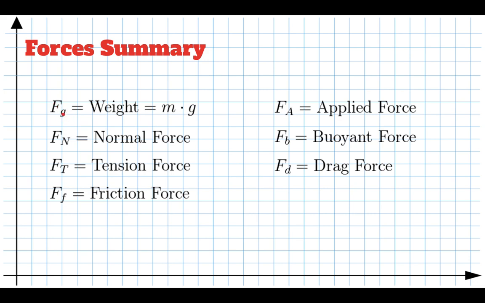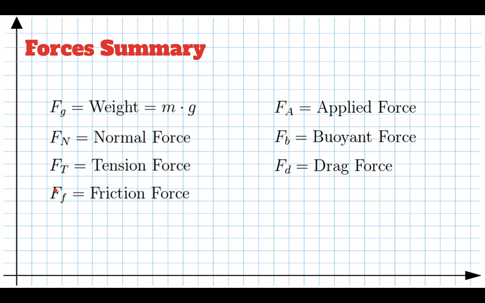So F of g is the force due to gravity, which is called the weight, and you can calculate it by taking m times g. The first couple problems in our homework assignment coming up will be doing those. A normal force is F sub n. This is the force exerted by solid surfaces like the floor or the table. A tension force is F sub t, and that's the force exerted by strings and ropes and cables.